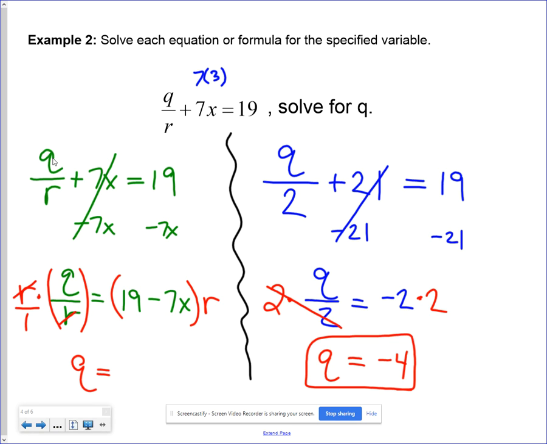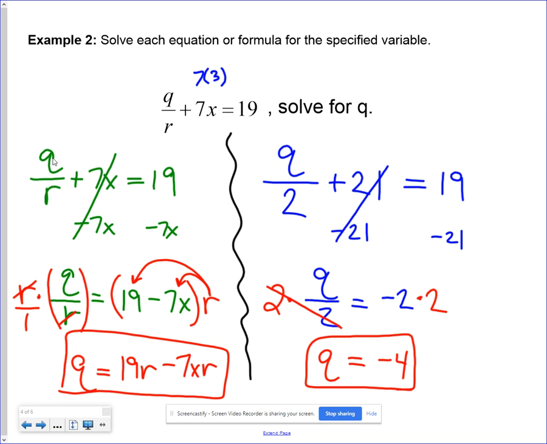And then I got to take R times this. So I'm going to have to use the distributive property. So 19 times R is 19R. And then R times negative 7x would be negative 7xR. So there's my answer. Q is equal to 19R minus 7xR.